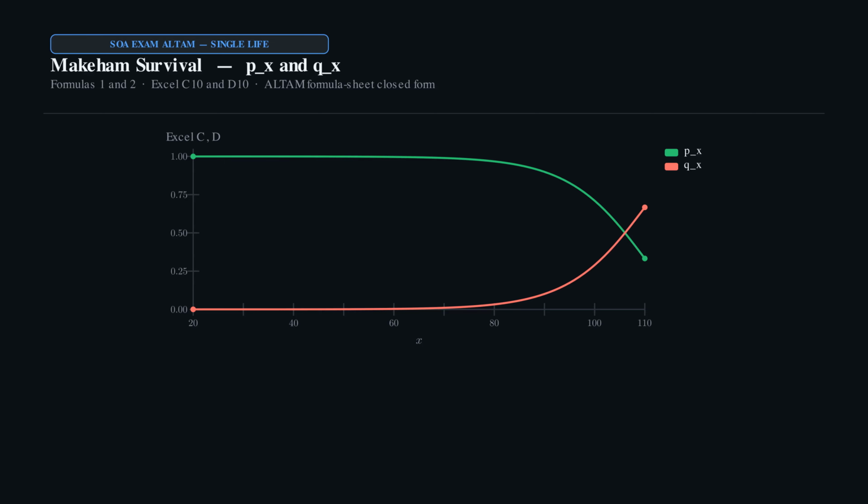The axes use the Excel columns, ages 20 through 110. Px stays near 1 until the late 70s, then drops. Qx is the mirror. They never overlap as labels. Green is survival, red is the 1-year death probability. After 110, the 20-year look-ahead leaves the sheet, so the graph stops there.